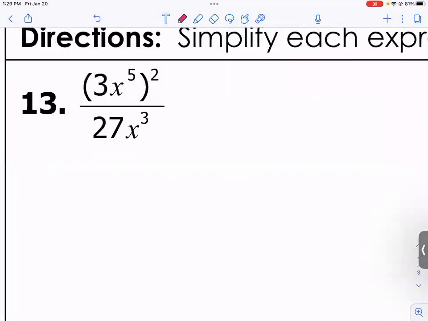I see an exponent applied to a parentheses, and I see a division. Which one needs to come first? Okay, well, inside the parentheses is good. This exponent has to be applied before we get to the division. Okay, so 3 squared, 9. X to the 5th squared.